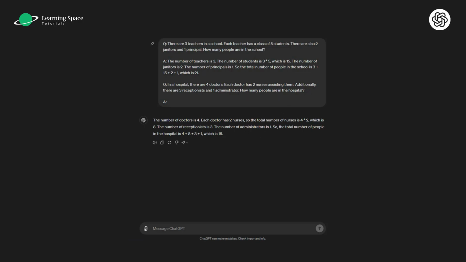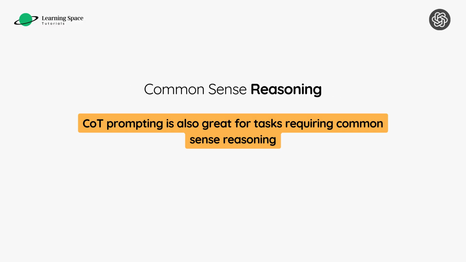Now, by providing the correct example along with the output, the model learns to break down the problem and arrives at a correct answer, which is 16. Of course, you can do the math in your notebook and match your answer with the AI model. CoT prompting is also great for tasks requiring common sense reasoning, like understanding human interactions and everyday knowledge.